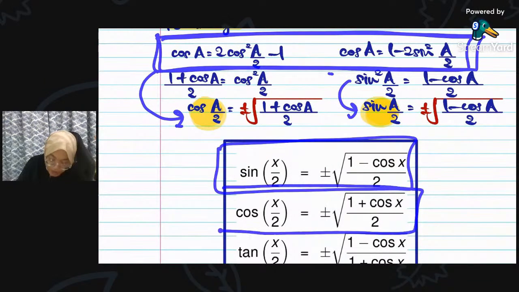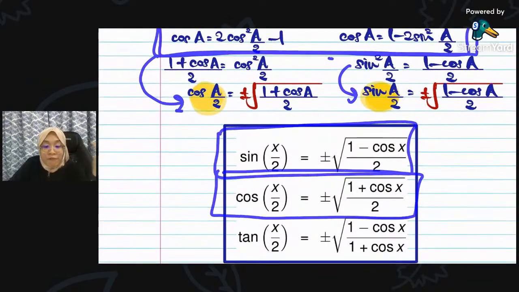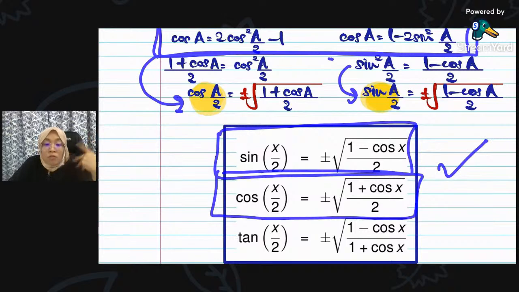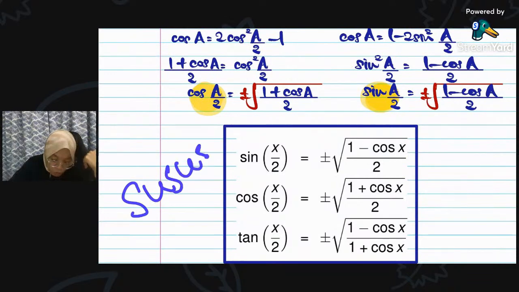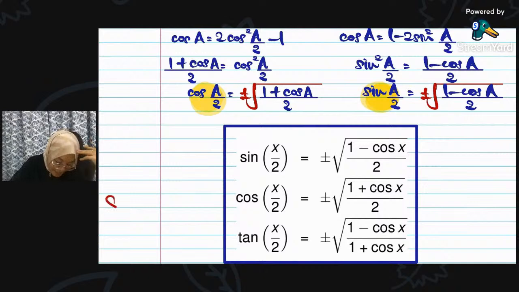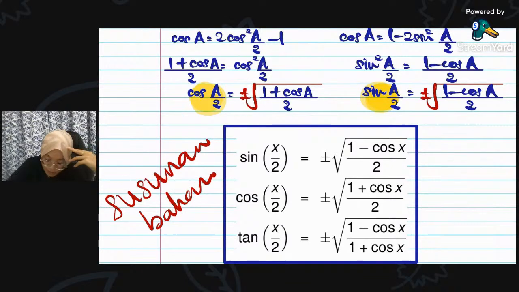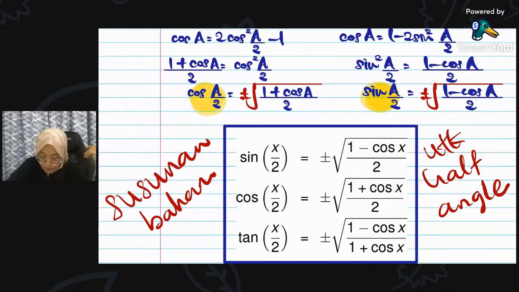Jangan takut. So, itulah sebabnya formula ini terhasil. Formula ni terhasil disebabkan susunan. Faham ke semua orang? Susunan baharu. Baharu untuk siapa? Untuk half angle formula. Ini adalah susunan baharu. Jadi jangan takut. Yang paling famous sebenarnya dua ni je. Yang dua ni je yang kita selalu pakai. Which is you perlu hafal.